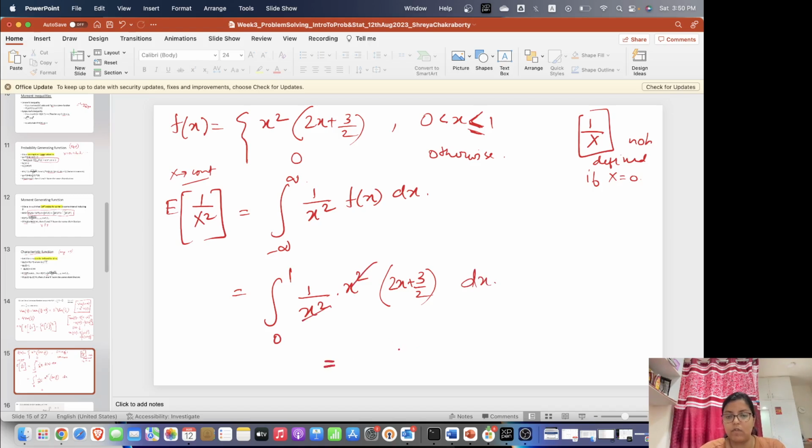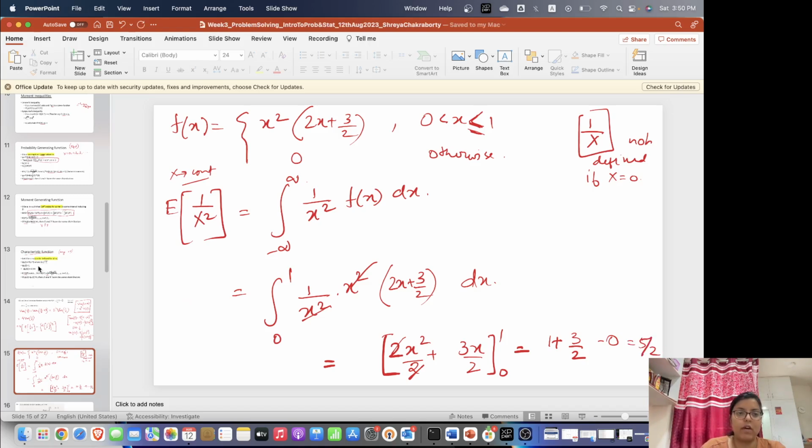So here we would have 2x square by 2 plus 3x by 2, from 0 to 1. Substituting 1, this 2 will cancel. We will have 1 plus 3 by 2 minus 0. That is 5 by 2. Okay, so we have this.